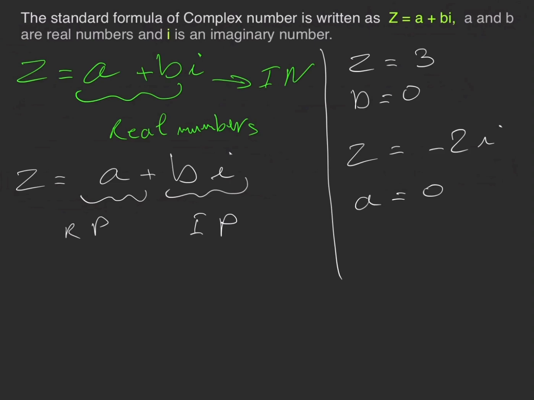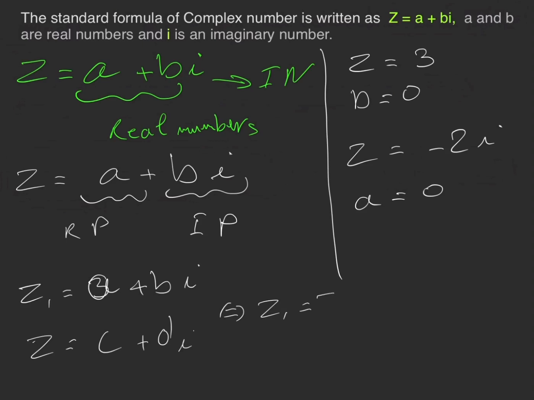So let's see when we have something like this. z1 is equal to, for example, a plus bi, and z2 is equal to c plus di, and we have z1 is equal to z2. Therefore a is equal to c and b is equal to d.